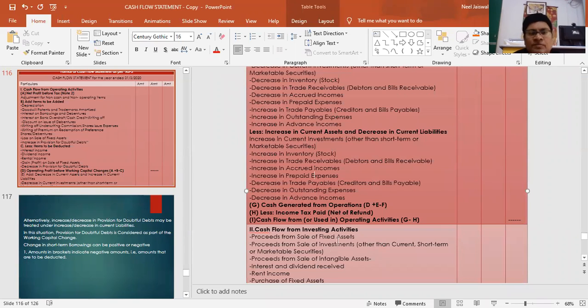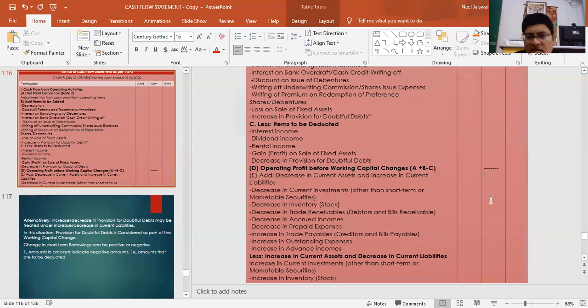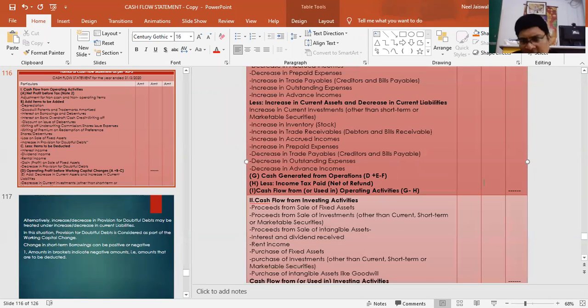Now, after doing that, we have got cash generated from operations. That also we have written in the second column only. After cash generated from operations, we have to subtract the income tax refund, if any, given in the sum. Refund we will subtract, and we will get cash flow from operating activities.